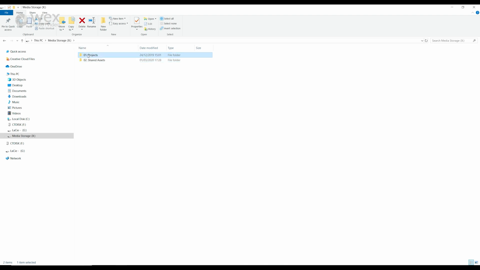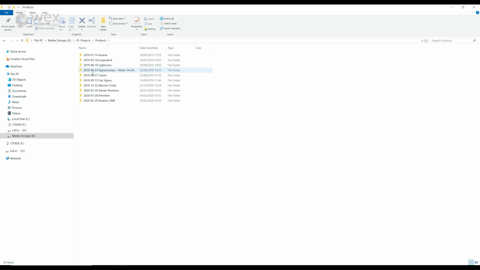Yes, this does mean that I might have multiples of the same music track or sound effects in my storage, but assets like these are so small they make very little difference on my drives.